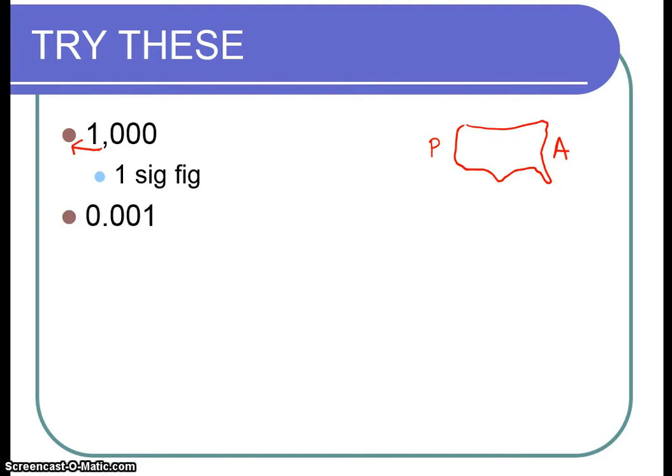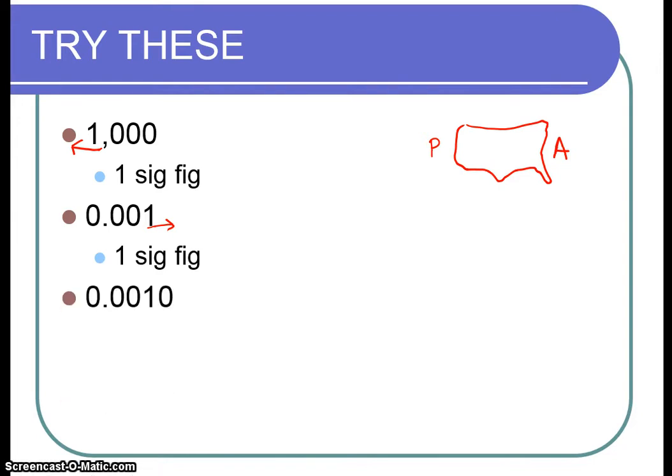If I look at this number, a decimal is present because I have a decimal right here. So I'm going to begin counting from this side of the number. I don't count until I hit a number that's non-zero. So I have a 0, I have a 0, I have a 0, and there I have 1. And anything past that 1 would also be significant, but there's only a 1. And so in this case, we have 1 sig fig.